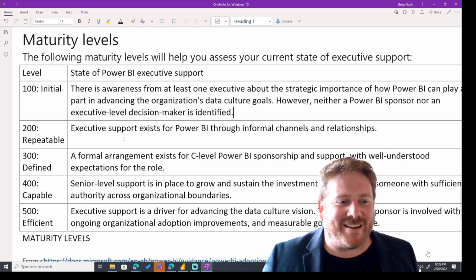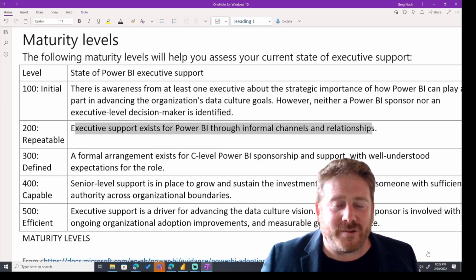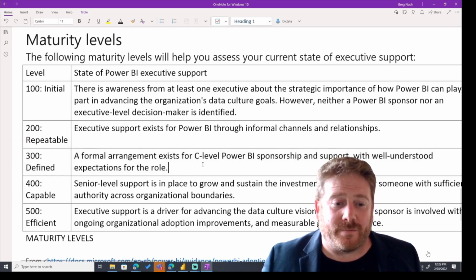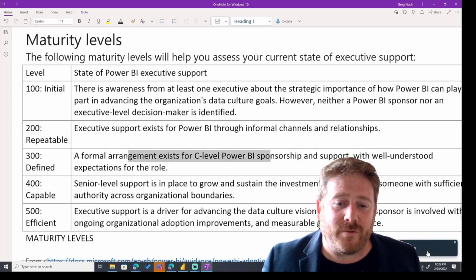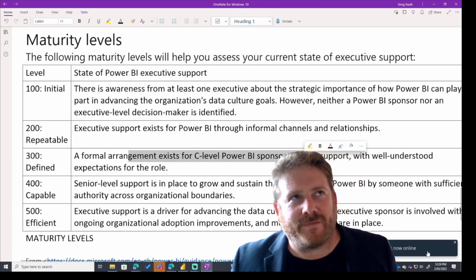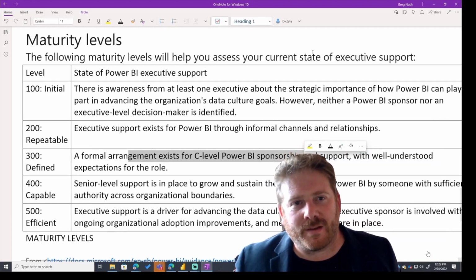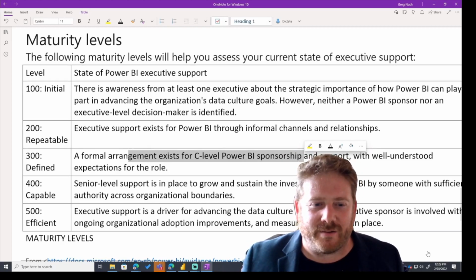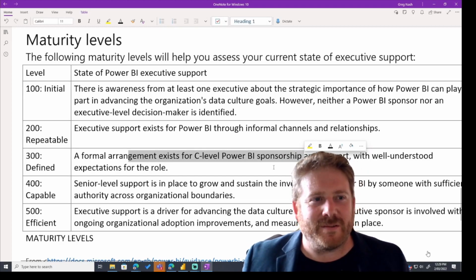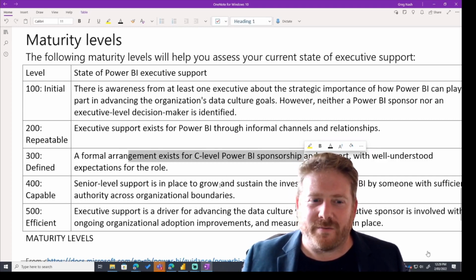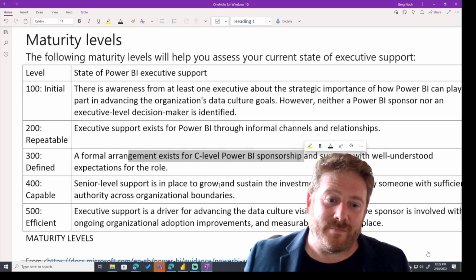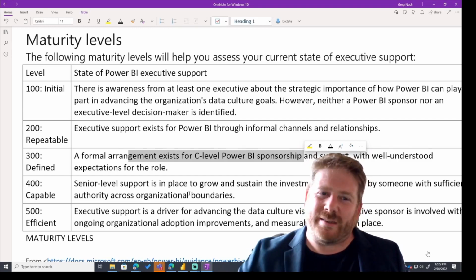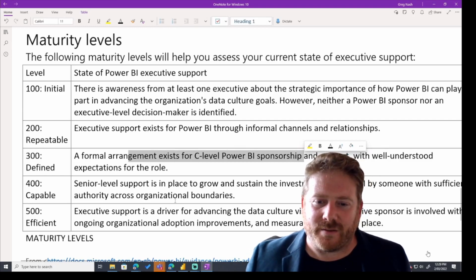Level 200 is that executive support exists for Power BI through informal channels, so there's an informal relationship. The mid-level, 300, is that there's a formal relationship at C-level for Power BI. It's interesting to have this concept of an executive owning, we call it Power BI, but it's really for data and analytics generally, right? It's not just for the tool. You wouldn't set an executive sponsor to own a tool necessarily. You would have them own the function or the value stream, ideally. So what's the value you get out of data and analytics, and they own that piece. That way it's tool agnostic, and you can use different tools to achieve the same things.